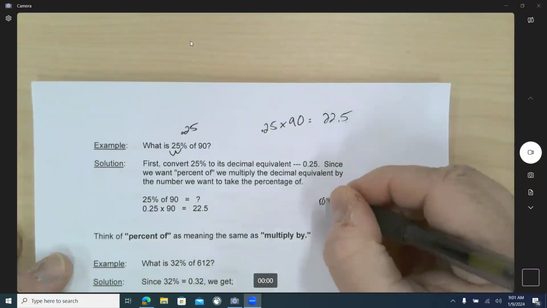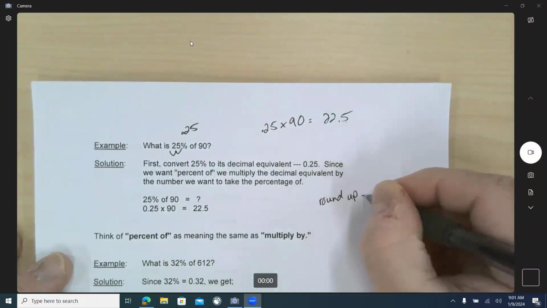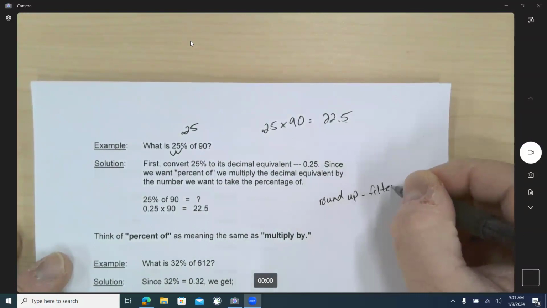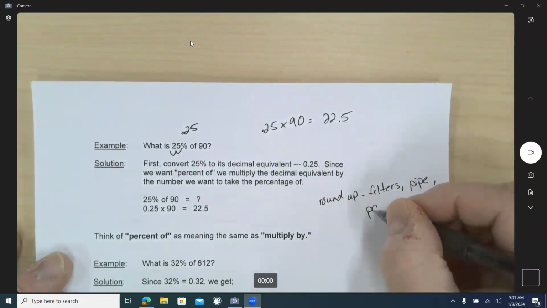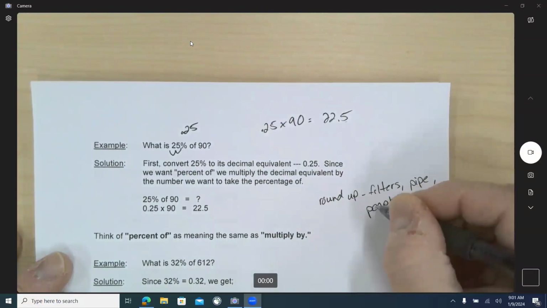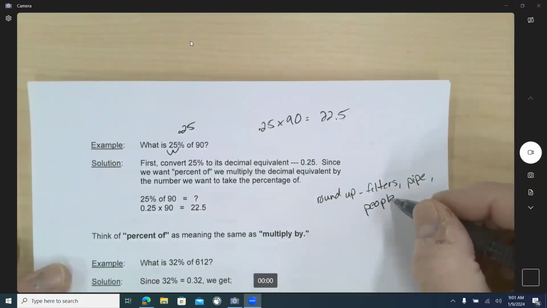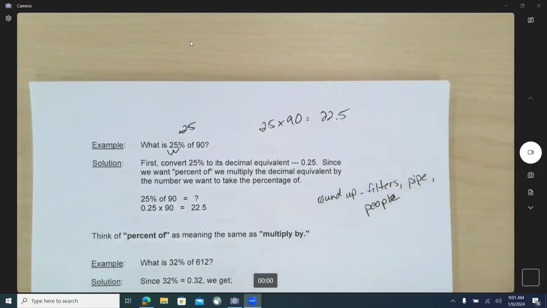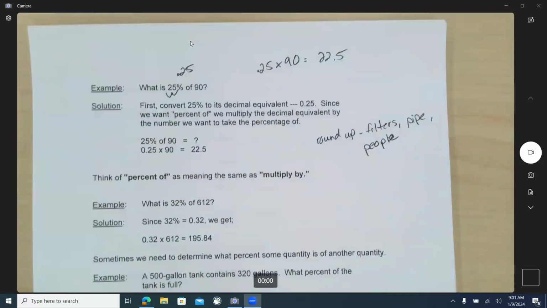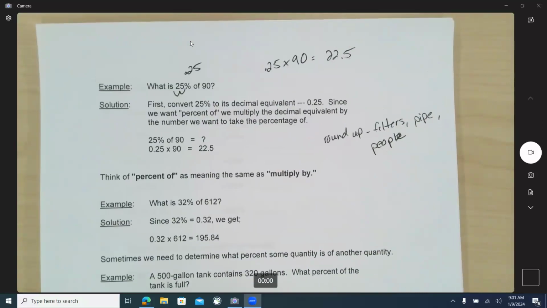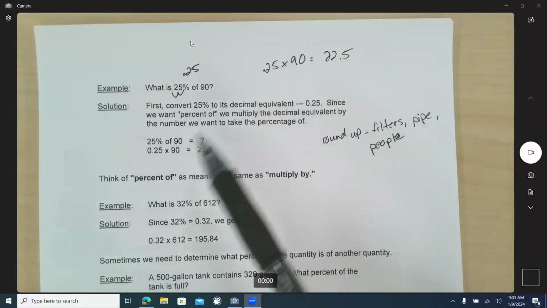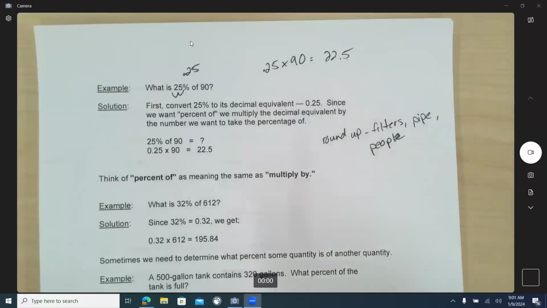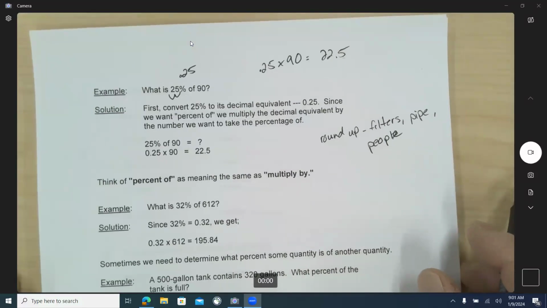So I guess we could write that down. Round up: filters, pipe, and people. Man, my handwriting is not great today, sorry. Round up on filters, pipes, and people, all right? So depending on whether this actually had some context with some numbers or what we're talking about, maybe we would round up. But if it's just numbers, we aren't going to.